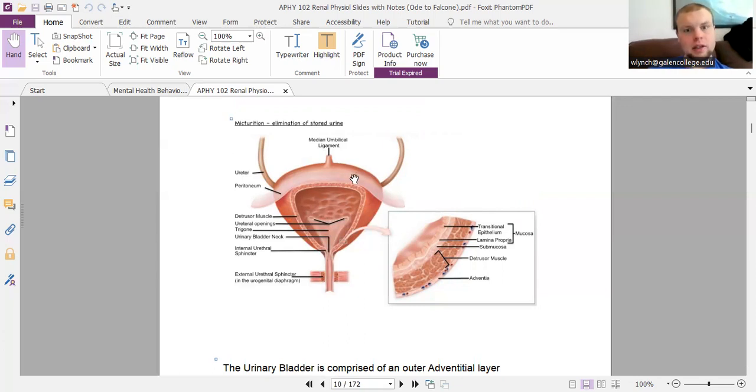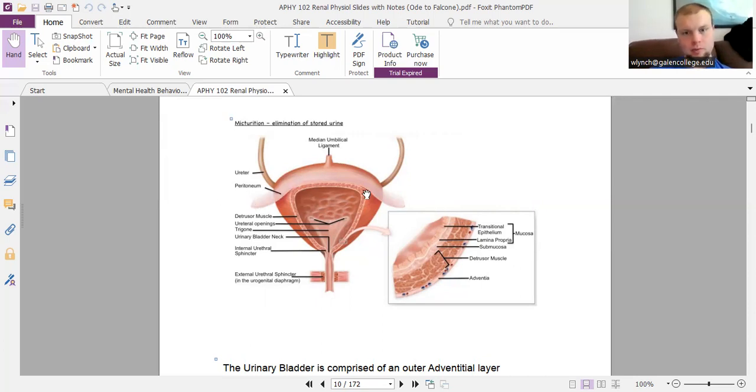Lining the bladder itself is going to be a layer of smooth musculature. This is known as the detrusor muscle. And the detrusor muscle is going to be what contracts to help push that urine out of the bladder into the urethra. At the top of the bladder, we have the peritoneal lining.